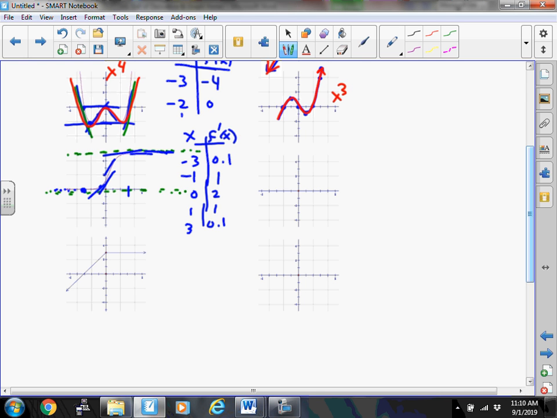Okay, so let's plot those points. -3, really, really small. -1 is 1. At 0, it's 2. At 1, it's 1. And at 3, it's 0.1. Now, I can connect my dots, but what happens, and this is incorrect which is why it's red, is people tend to do something like this. There's an issue with that.